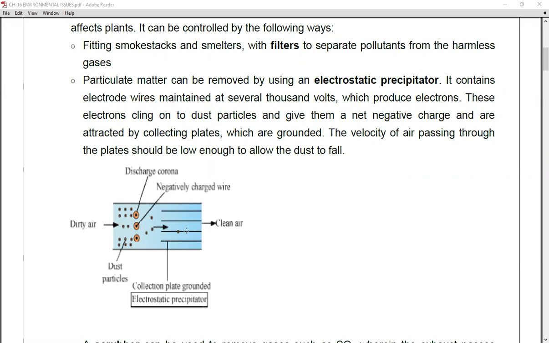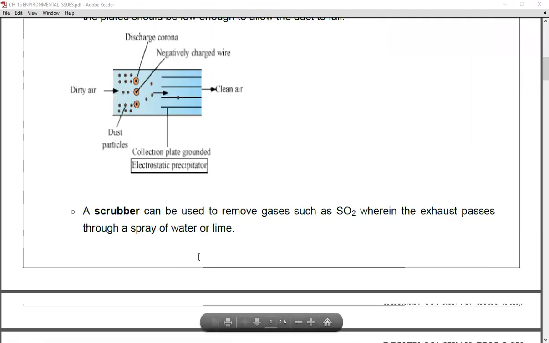On the ground side there will be the collecting plate where all the negatively charged dust particles will settle down and the clean air is passed out. The velocity of air passing through the plate should be low enough to allow the dust to fall. The velocity of the air through this electrostatic precipitator should be low, because the dust needs to fall down and it takes some time. So this is about the second type, the electrostatic precipitator.